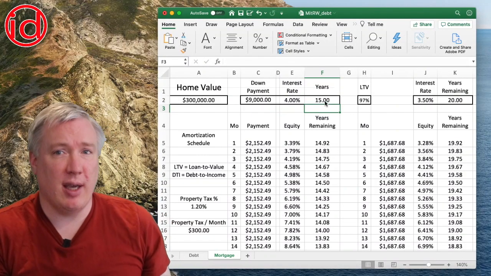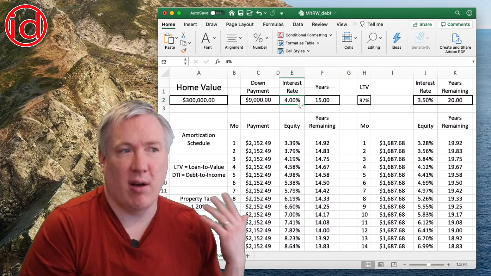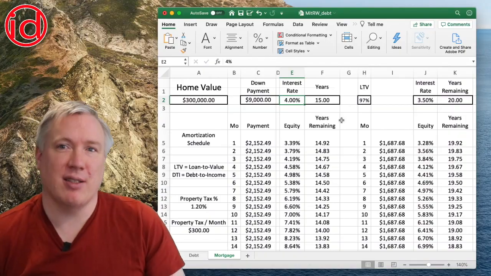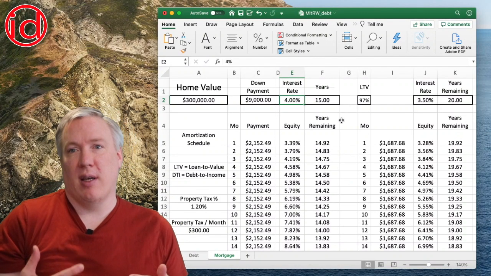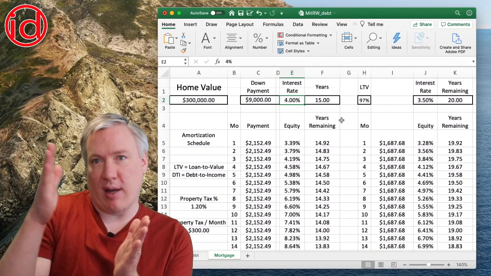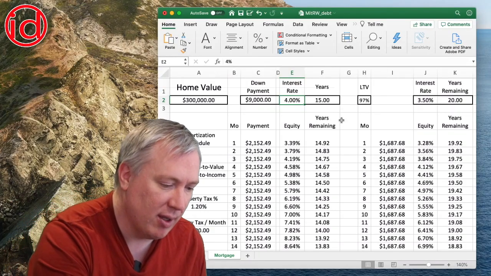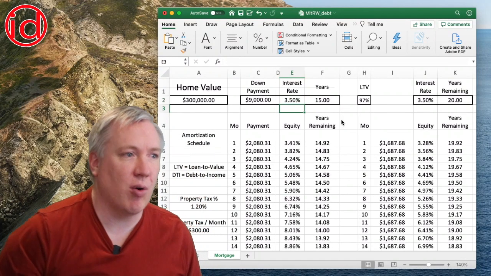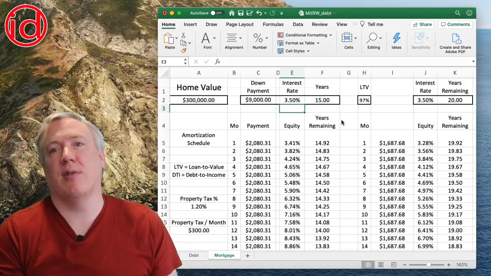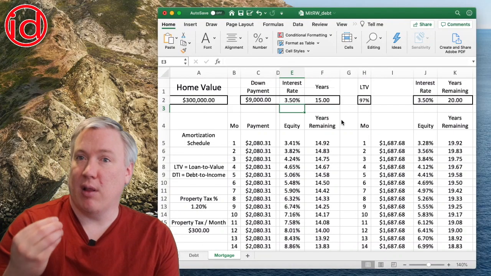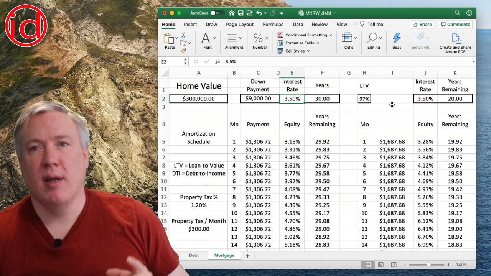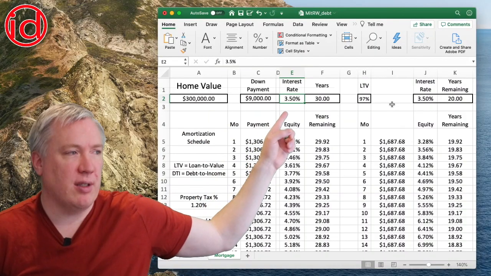Also, in most cases, the interest rate on a 15-year loan is actually less because there's less risk, because you're loaning out that money for a shorter period of time. So you might see a lower interest rate, which would further reduce that payment and make the loan cost less money. This calculator actually has two sections here.